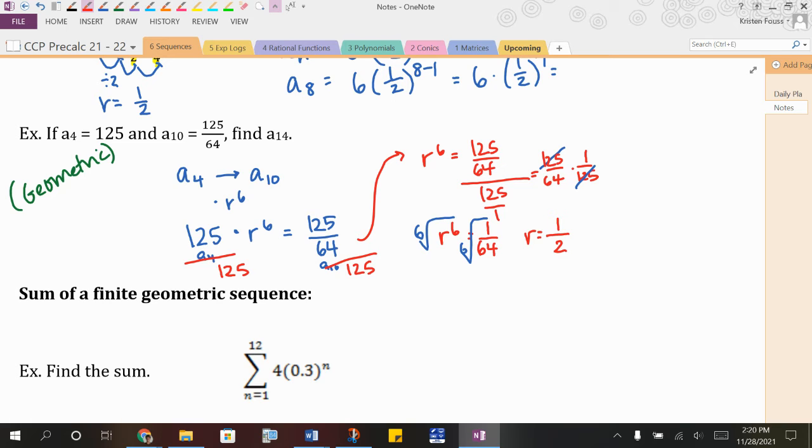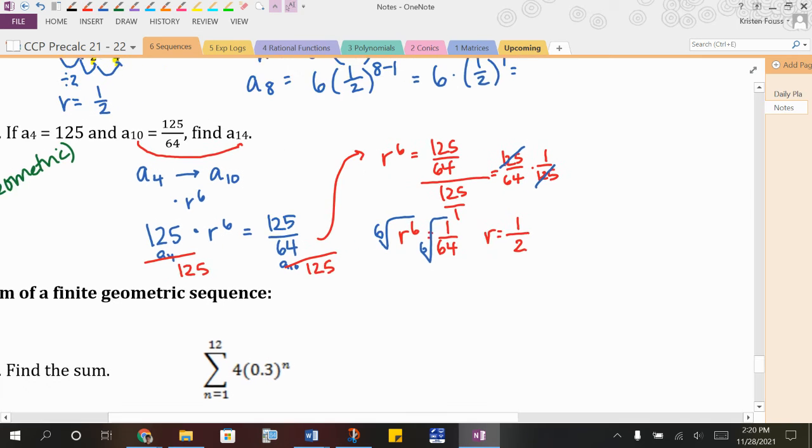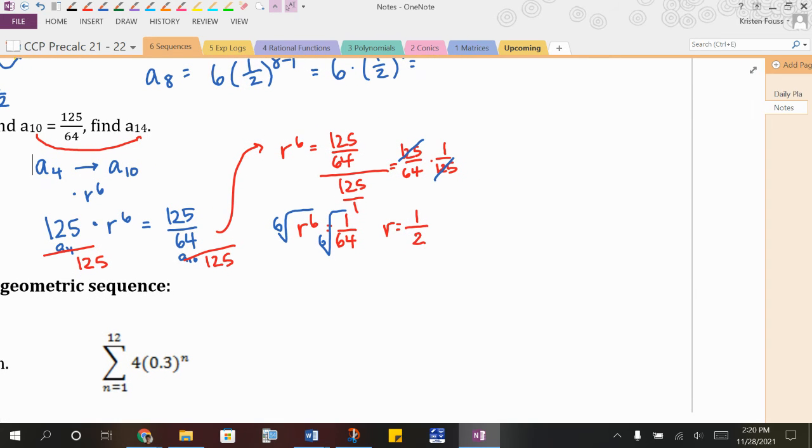Or I could build from the 10th term. If I'm going to go from the 10th term to the 14th term, I can multiply by r 4 times. And I would rather do that, especially as we're working with a fraction. So I'm going to scooch just over a little bit because that's all we need.